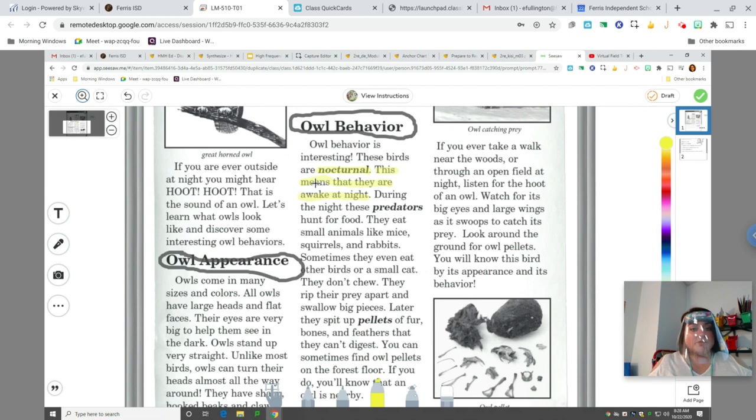So that's one. But there's another one I think I found. Predators. Yeah, predators is one. So go ahead and highlight that one. So it says here in the next sentence, they eat animals like mice, squirrels, and rabbits. That's for predators.